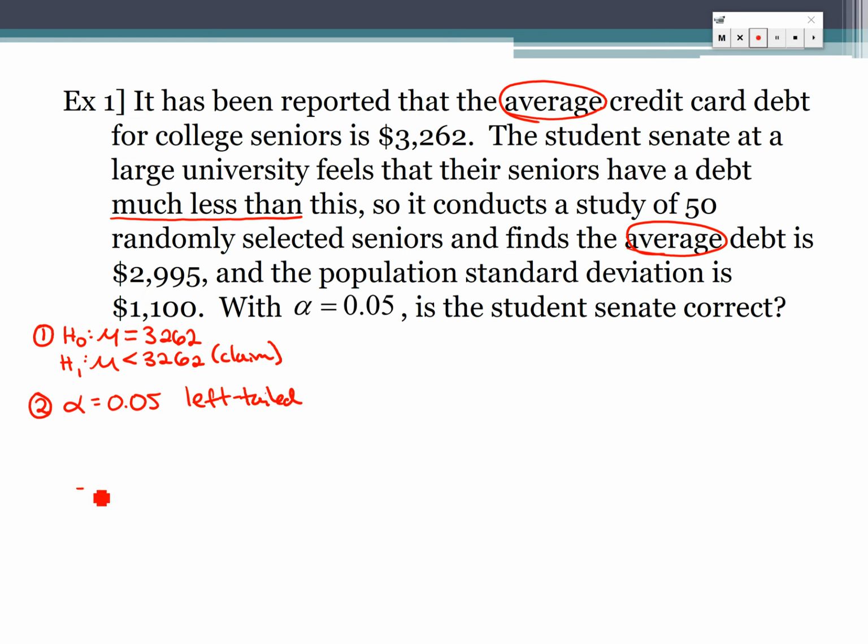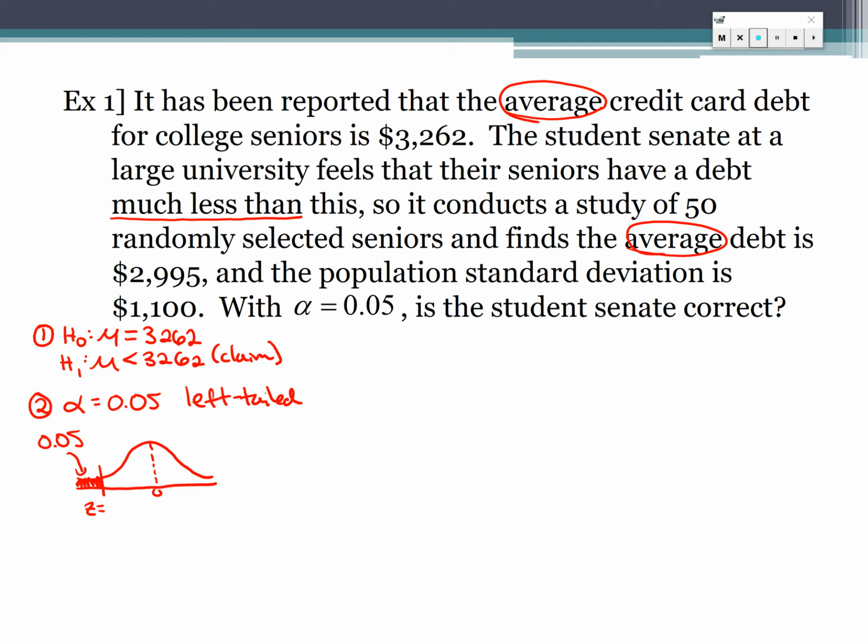I'm going to draw a little sketch. I'm going to shade in the left tail. Remember the alpha that we're given is the area in that rejection region. The alpha is our area. So what we have to find is the z-value that separates the shaded from the non-shaded. Remember, the shaded is going to be our rejection region. The non-shaded is our non-rejection region.